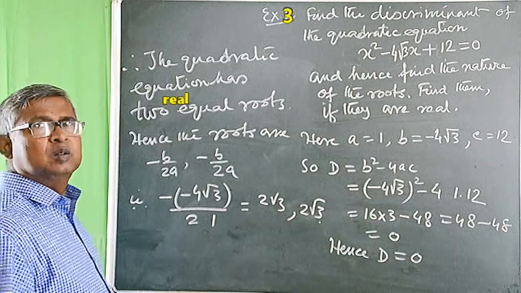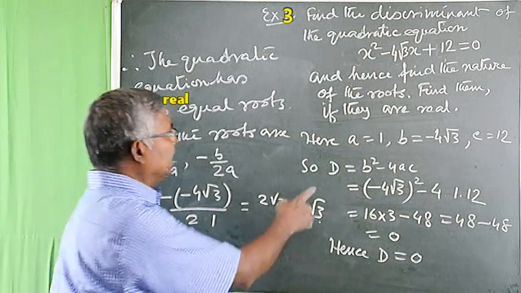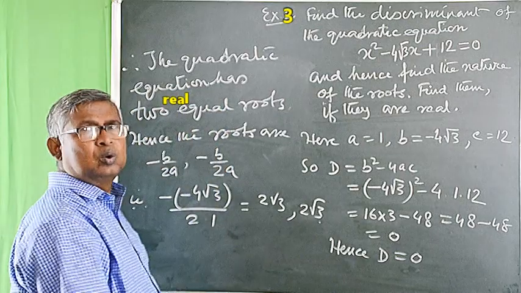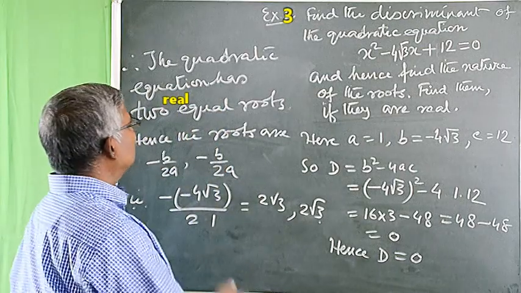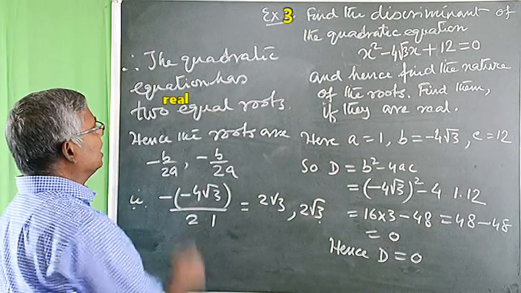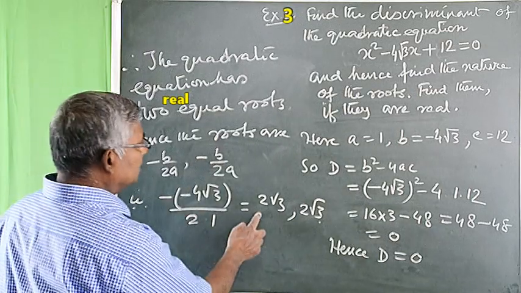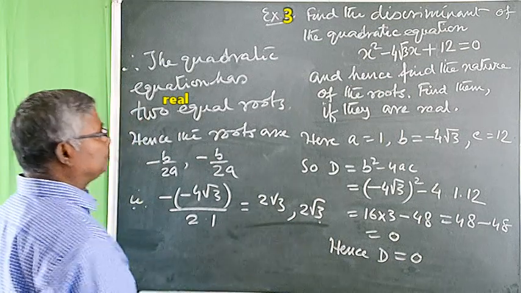Students, in this case we get d equal to 0. Therefore we conclude that the roots are equal and real, and hence the roots are 2 root 3 and 2 root 3.